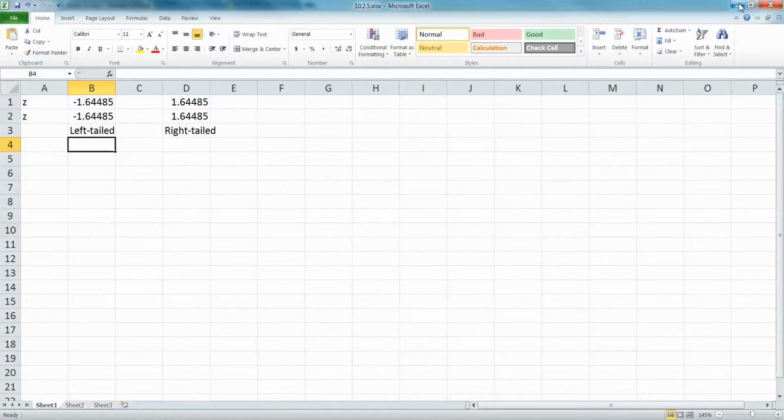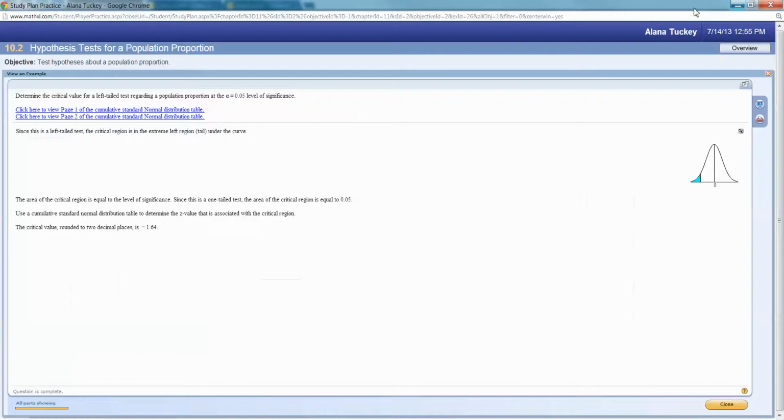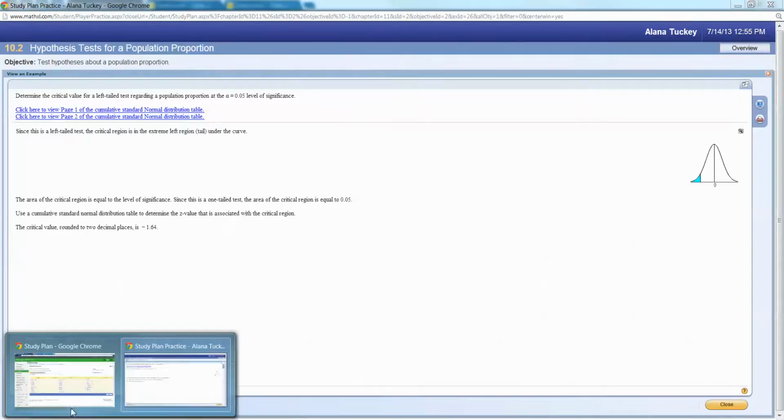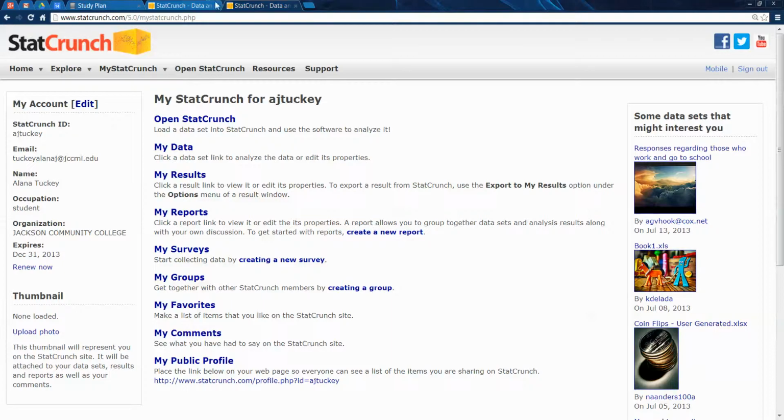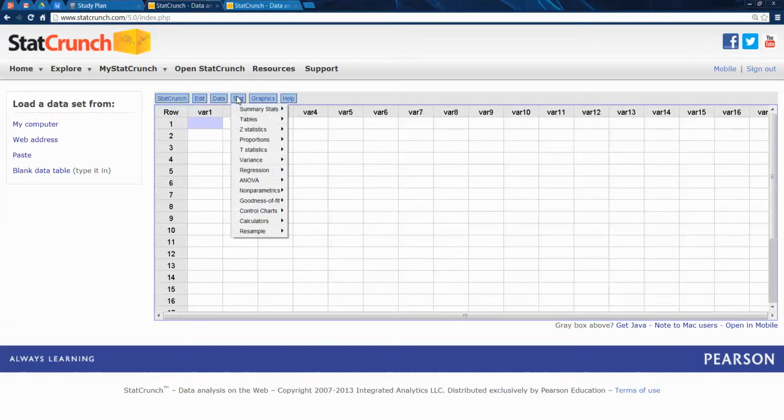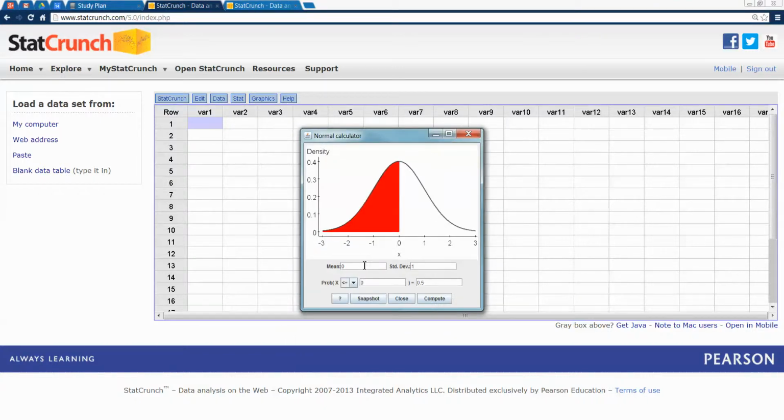It's really super simple. If you want to find it with StatCrunch, let me pull up StatCrunch here. All right, so I would go to Stat, Calculators, Normal, and then the mean is 0, standard deviation is 1 because this is a z-score, right? And that's the standard normal curve. So all I would have to do is put in my probability, which I wanted to be 0.05, left-tailed because it's left-tailed.